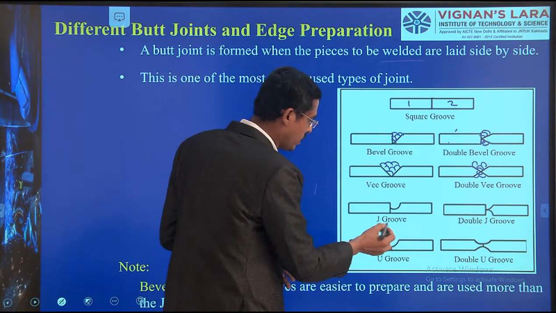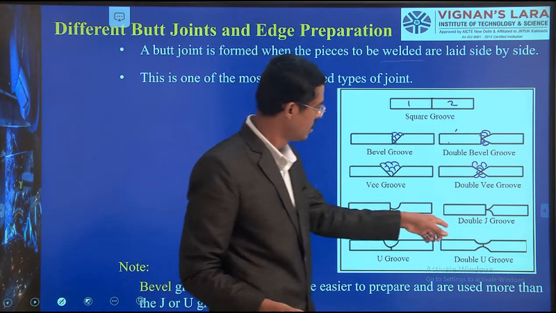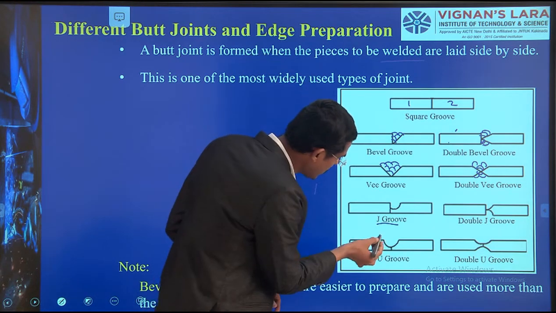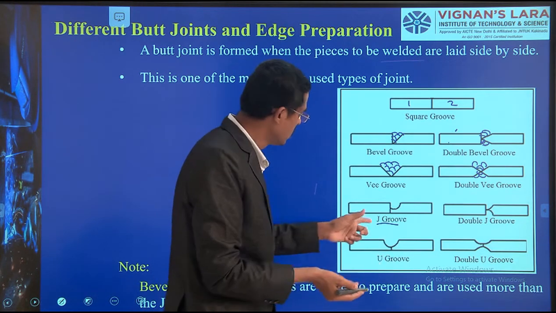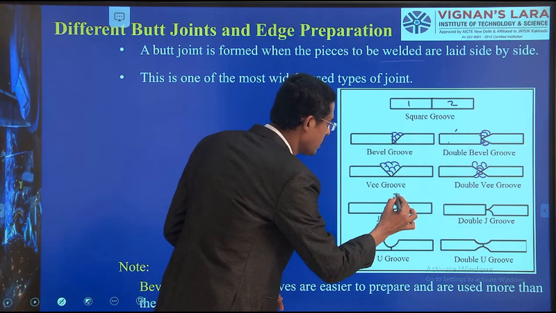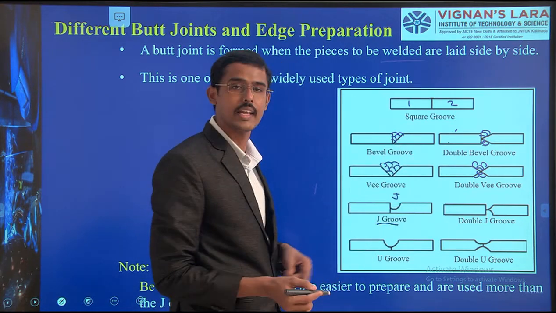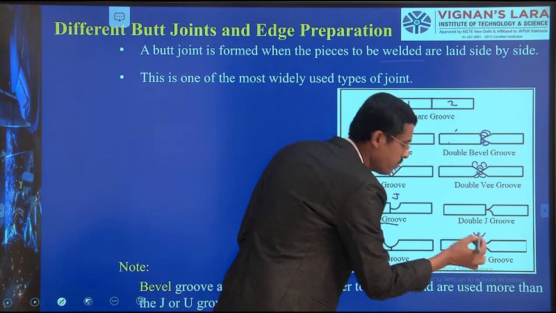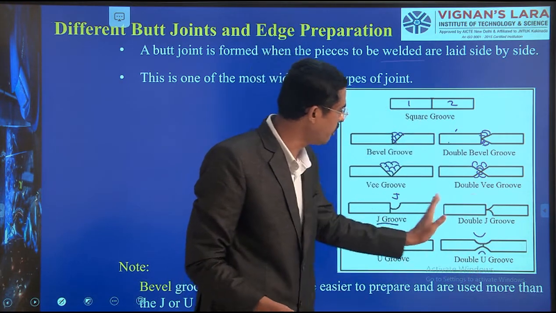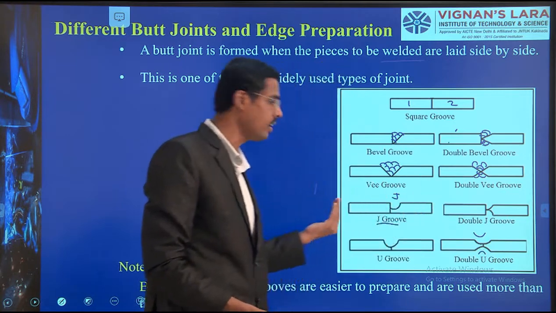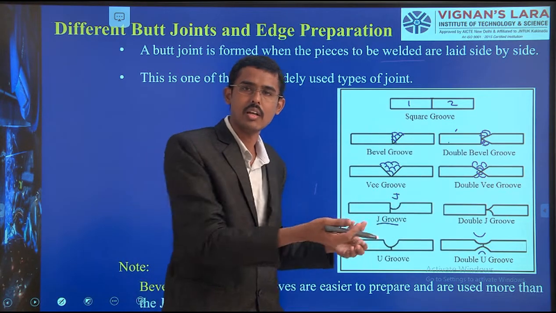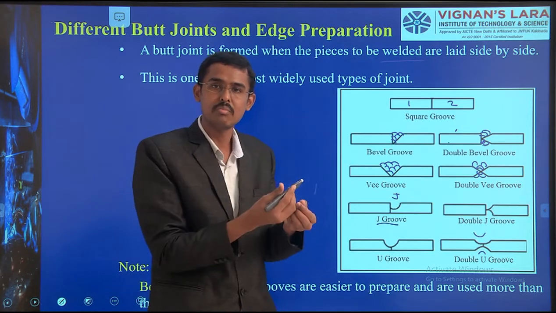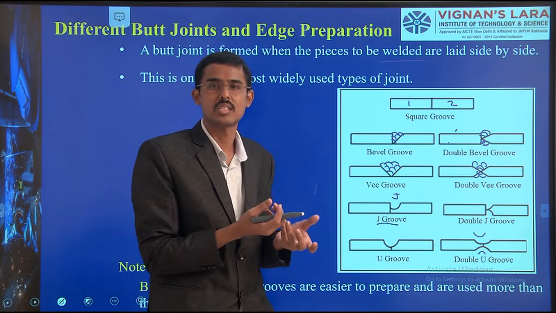So other formats. J groove we can do, similarly double J we can do, U groove we can do. Look, it looks like U, therefore the name; it looks like J, therefore the naming like that. So double U, upward one U they have created, downward one U they have created. This is all for high thicknesses, this is all for low thicknesses. So accordingly we can minimize the work, the edge preparation, time, work. That also we can minimize.